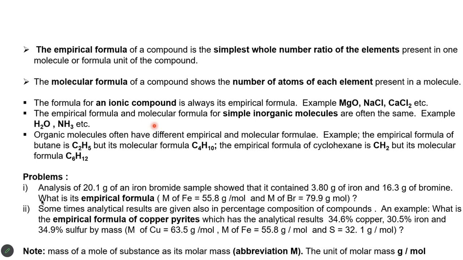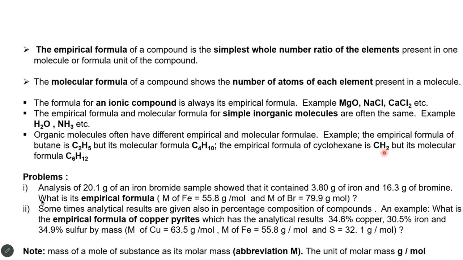The empirical formula of butane is C2H5, but its molecular formula is C4H10. You see that here we multiply this unit by 4 and get the molecular formula. If we go for cyclohexane, whose empirical formula is CH2, the molecular formula is C6H12. That is, this empirical formula is multiplied by 6.